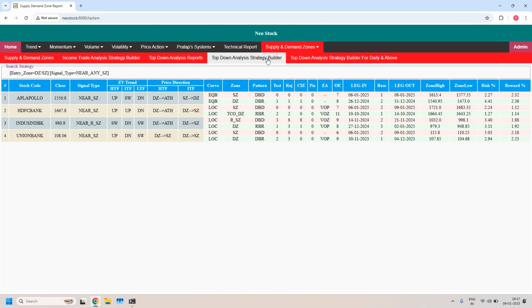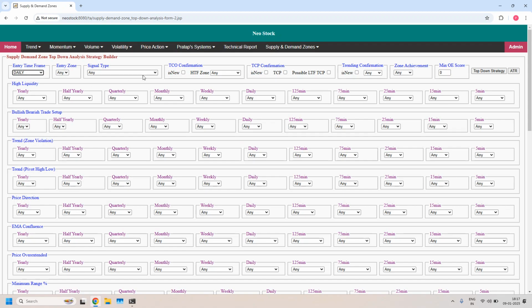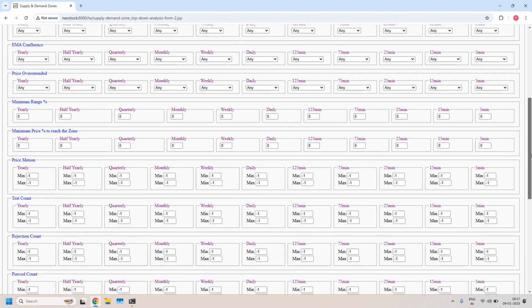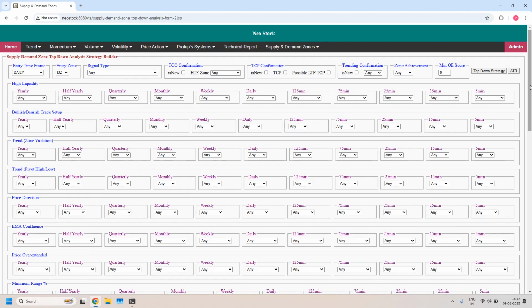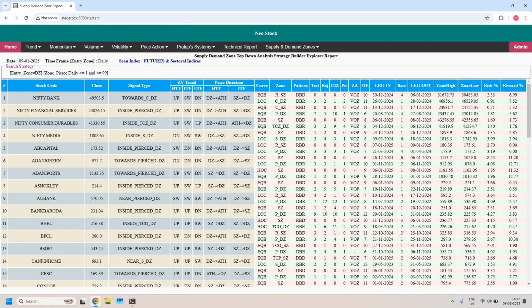Next, daily time frame. Let us identify the pierced demand zones. So in the pierced count at a daily time frame, I am setting minimum value 1. At least once it should be pierced. Maximum can be any number. So I am setting a big number, 99. Let's filter. We got 61 stocks. Currently we have 61 pierced daily demand zones.